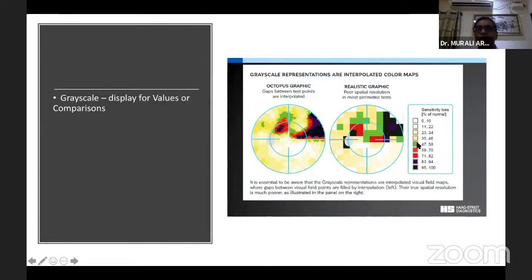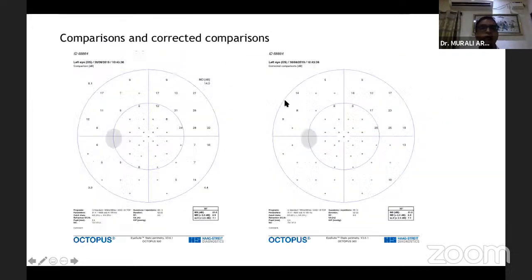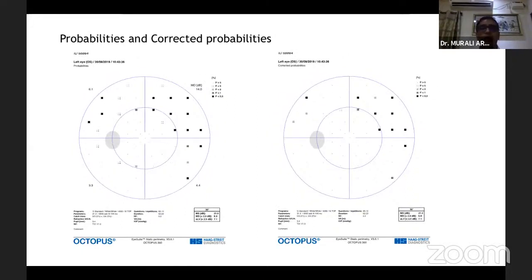And if you look at the grayscale, for every 5 decibels, there's a different color and so on. This is useful to describe the damage to the patient and nothing more. The comparison, corrected comparison, is equivalent of total and pattern deviation, depending on how much it is deviated from expected normal and what is the actual threshold, which are differing sensitivity loss. This will give you the comparison and corrected comparison, nothing different from total and pattern deviation. You will get the corresponding probability plots as in the Humphrey as well. The probability plots are also just below that.